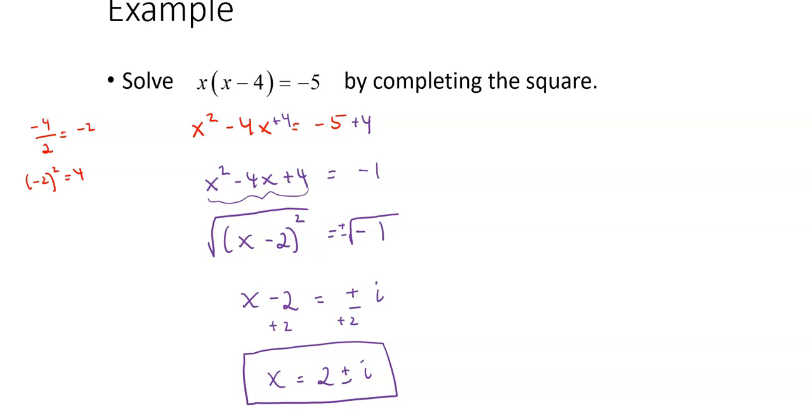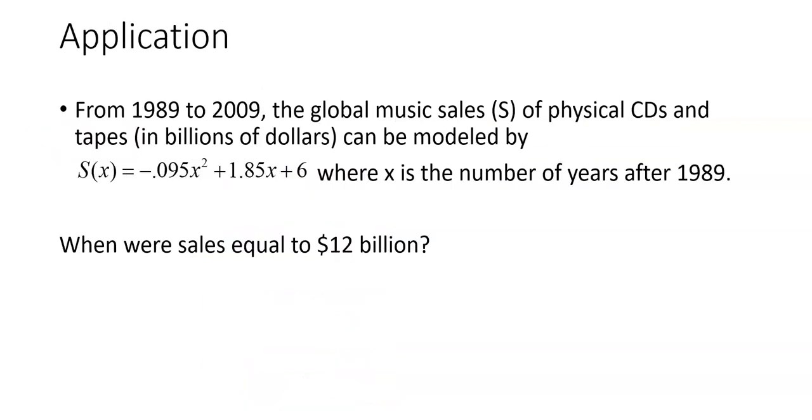All right, one more example here. Let's do a little word problem. So this goes back in ancient history. At one time, there was such a thing as a compact disc, and we listened to music on CDs. From 1989 to 2009, global music sales of physical CDs and tapes in billions of dollars was given by this S of x formula. S for sales.